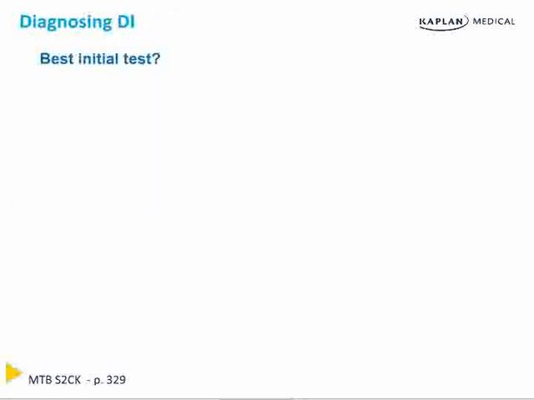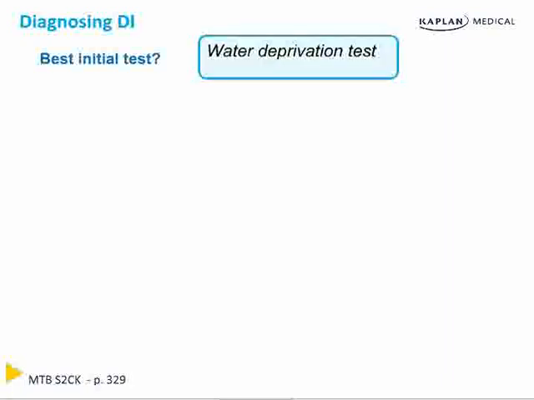Okay, so back to the question that the USMLE Step 2 loves to ask. What is the best initial test in diagnosing diabetes insipidus? The correct answer is a water deprivation test. And this test is basically just what it sounds like. We place a patient in a hospital room, we don't allow them to drink any water, and we monitor what happens to their urine.